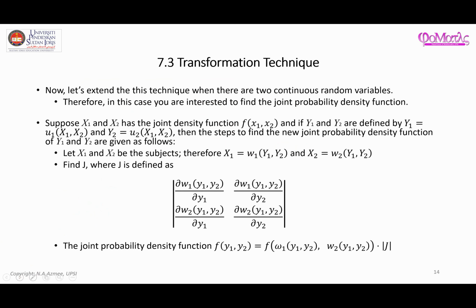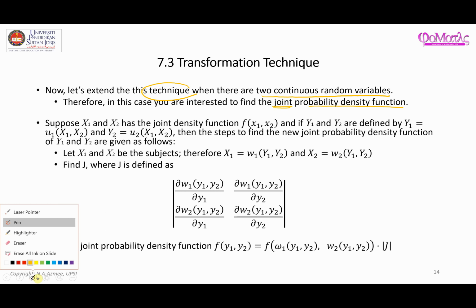Right, now let's move on to this part, where we can extend the technique that you have seen to the case of two continuous random variables. Again, when you have two random variables together, you will be interested in finding the joint PDF. Here is the explanation regarding finding the joint PDF.